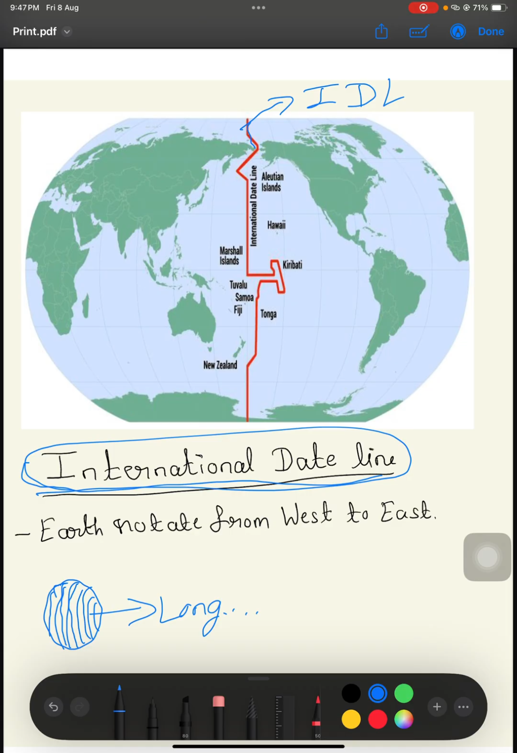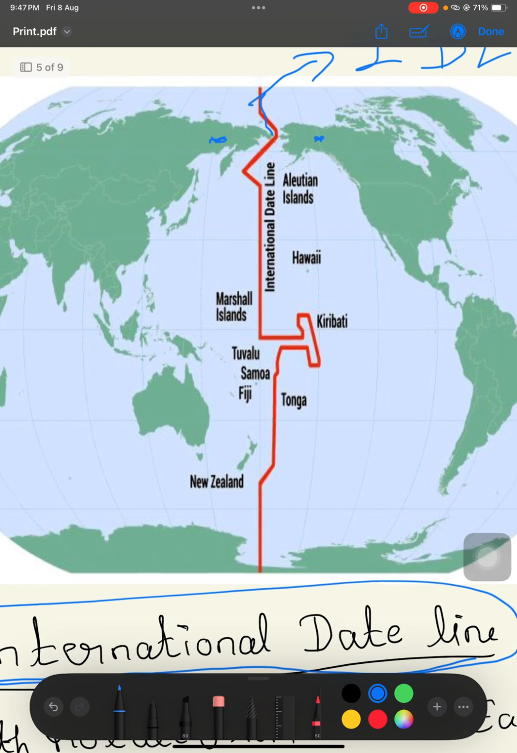Why is this international date line very important? If someone crosses from here to here or from here to here, he has to change his date. That's why this is called the international date line. You just see the line now. This is called the international date line.